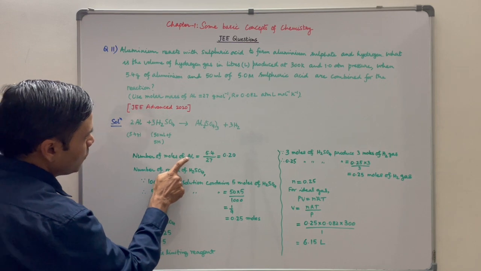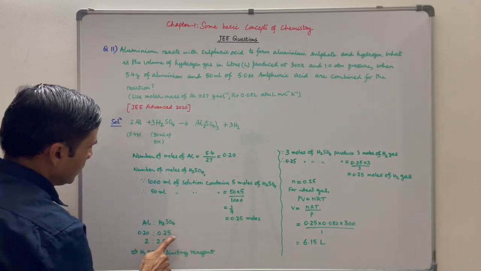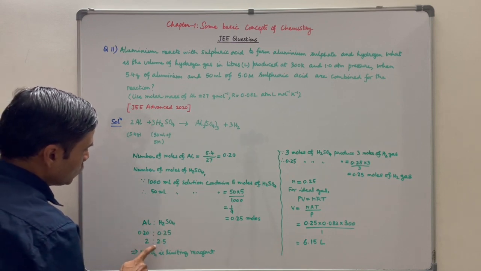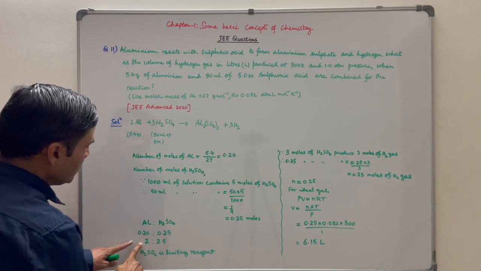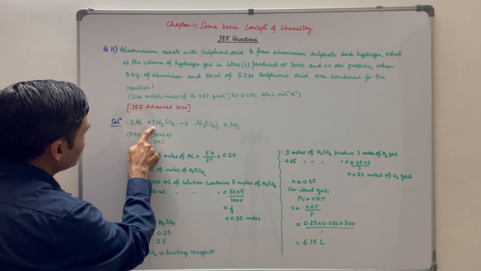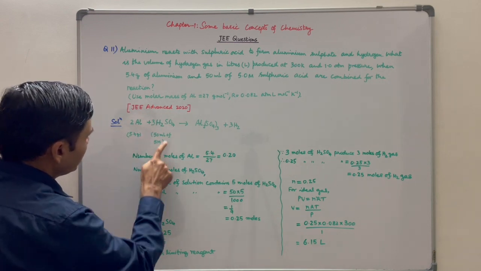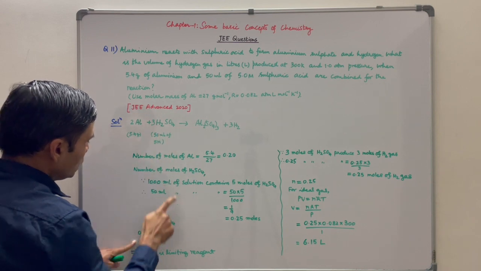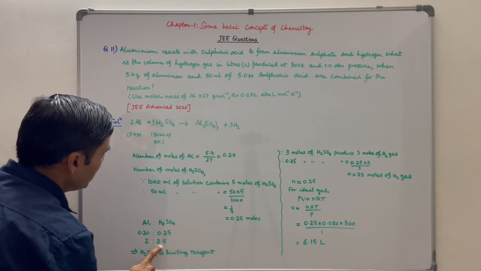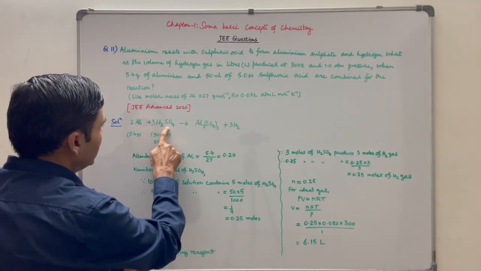So the molar ratio of aluminium and H2SO4 is 0.2:0.25. Multiply both by 10. So equivalent ratio will be 2:2.5. What it means is 2 moles of aluminium need 3 moles of H2SO4 to completely combine. But only 2.5 moles of H2SO4 are available. So H2SO4 is short, means H2SO4 is limiting reagent. So our further calculation will be based on limiting reagent.